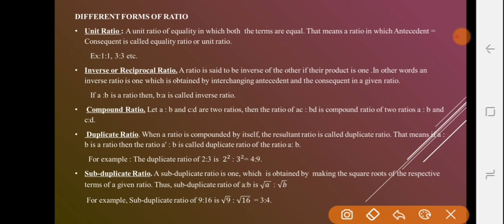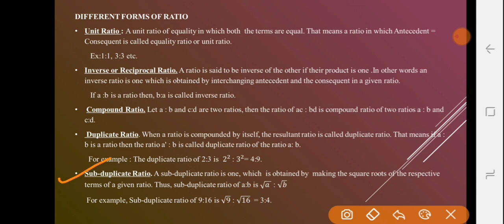So that is why it is very important for you to know what is all this, and this will be helpful to you to solve the practical part, as I told you earlier. Okay, then we have a subduplicate ratio.